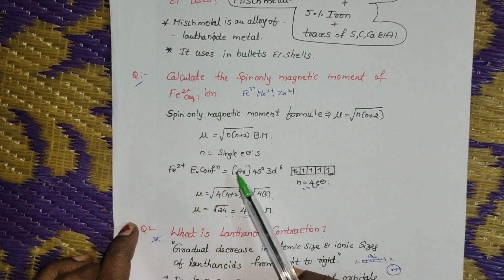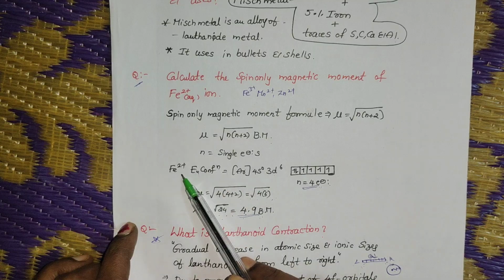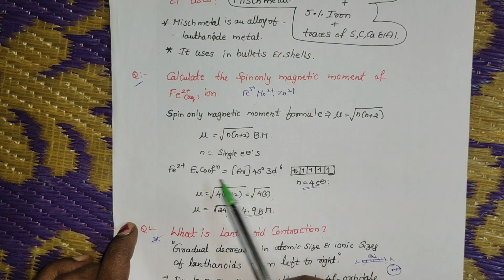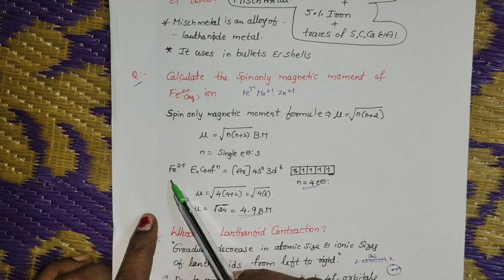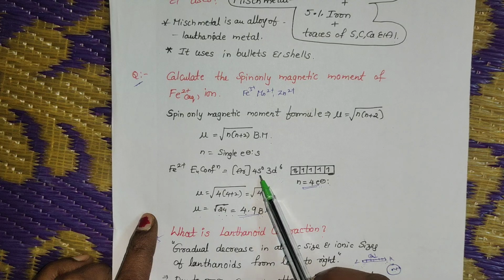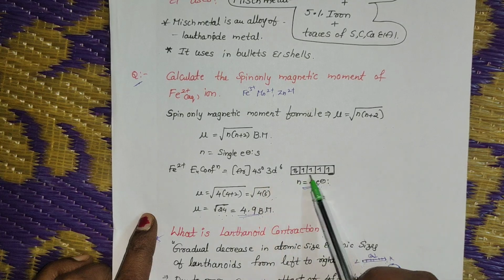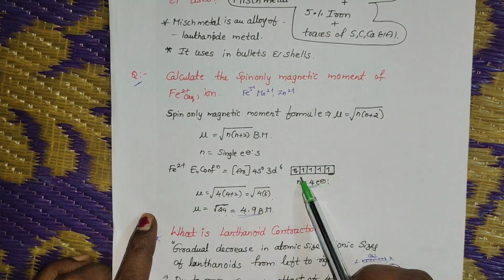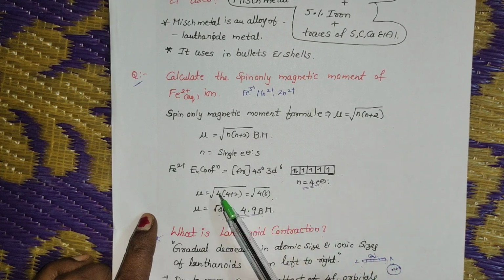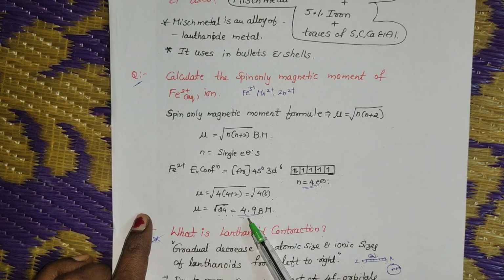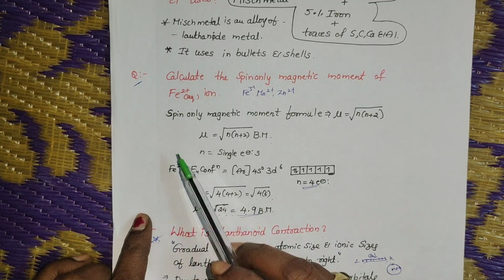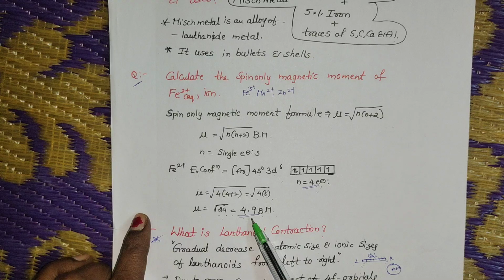Here for Fe2+ we have to write the electronic configuration. So for Fe2+ it is 4s0 3d6. Actually Fe is element 26, right? 4s2 3d6 will come, but Fe2+ means 2 electrons are lost from the s orbital. The d orbital has these 6 electrons. Of these 6 electrons, 4 are single electrons. We have to substitute this value 4 here. Finally we get 4.9 Bohr magnetons. I already told you, the number of single electrons gives approximately the same number in Bohr magnetons. So this is about the iron spin only calculation formula.